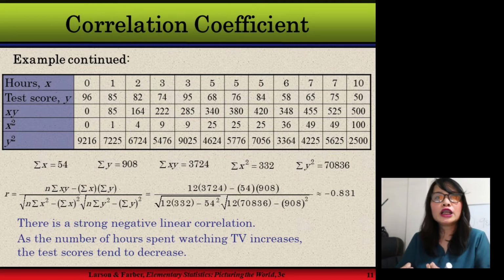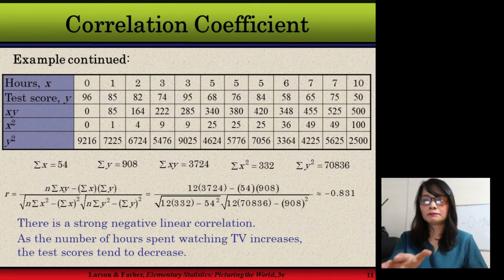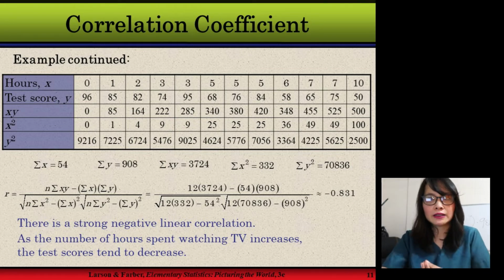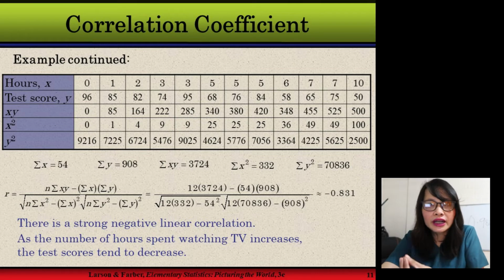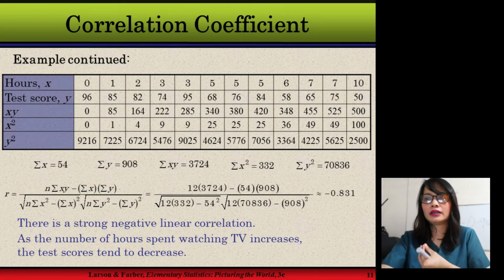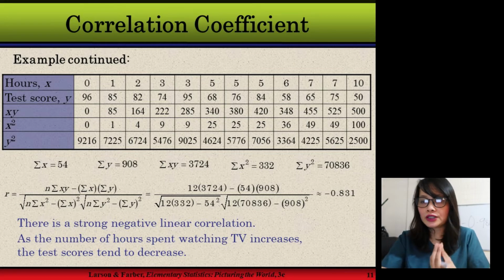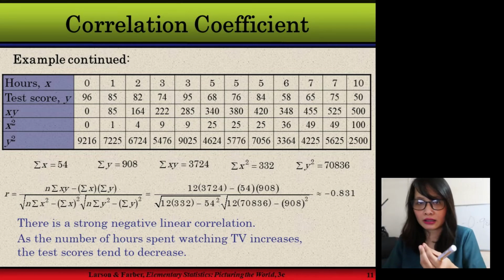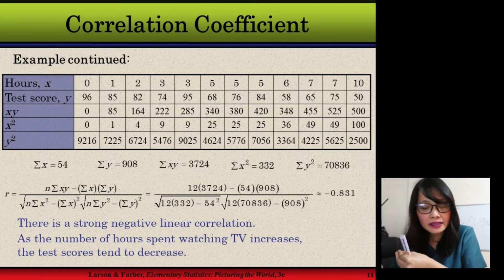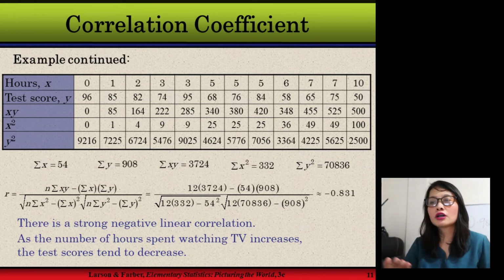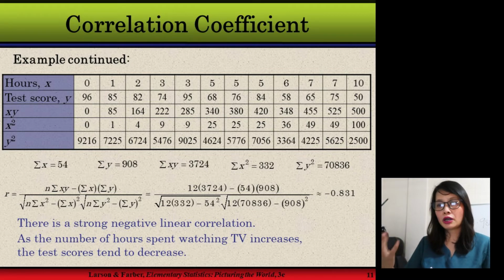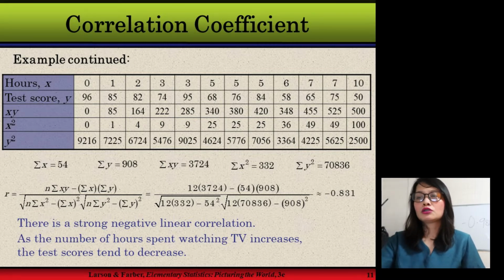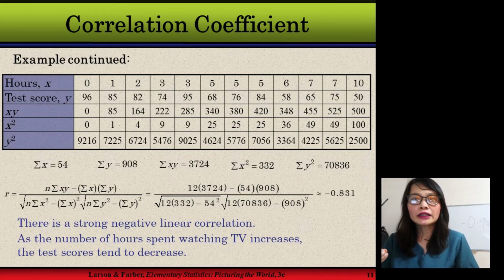To solve for the correlation coefficient, you simply substitute into the given formula. What will be your sample size? According to the problem, you do have 12 different students, so your n will be 12. So we have 12 multiplied by 3,724 minus the product of 54 and 908, all over the square root of 12 multiplied by 332 minus 54 raised to 2, multiplied by the square root of 12 multiplied by 17,836 minus 908 raised to 2. So the answer is negative 0.831.